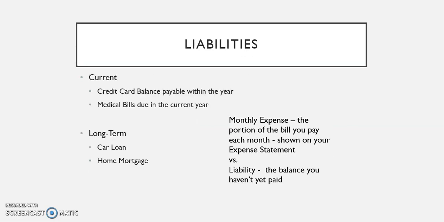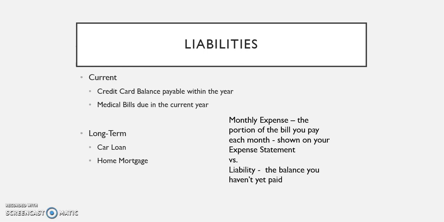Same thing with your liabilities. We're going to list current liabilities and long-term liabilities. Current liabilities might be the balance on your credit card if you have a dentist bill. Long-term liabilities are things that you're going to pay off over a course of a couple of years or longer, your car, your home.